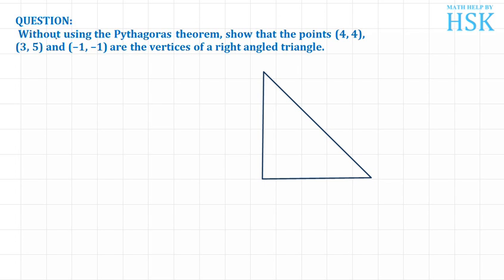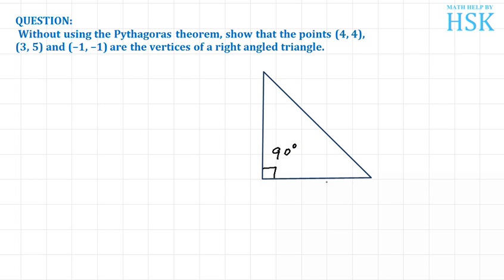The question is like this: without using Pythagoras theorem, show that these 3 points are the vertices of a right angle triangle. So how can we show that these 3 vertices form a right angle triangle without using Pythagoras theorem? So it is like this: suppose this is a right angle triangle and this is our 90-degree angle.